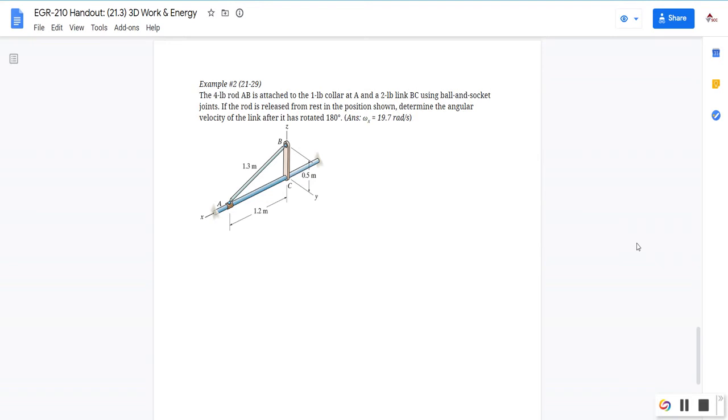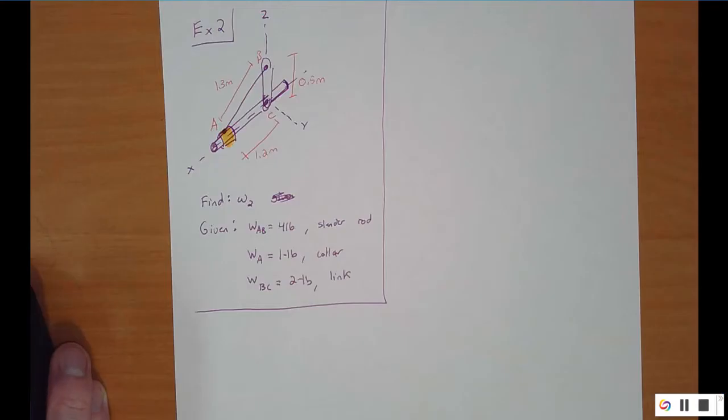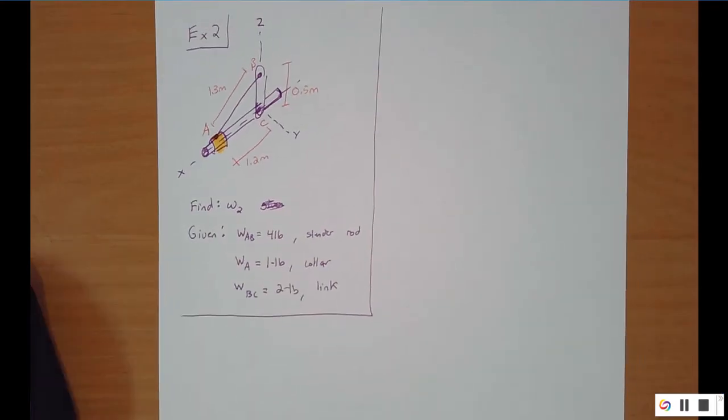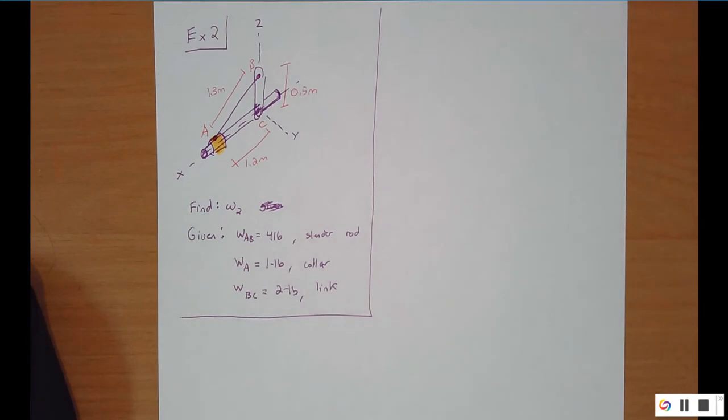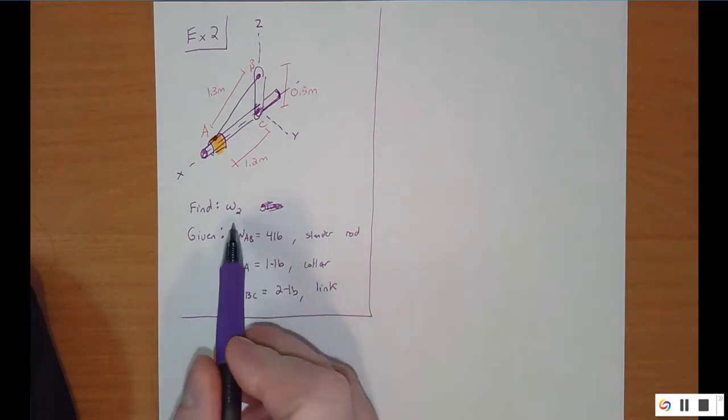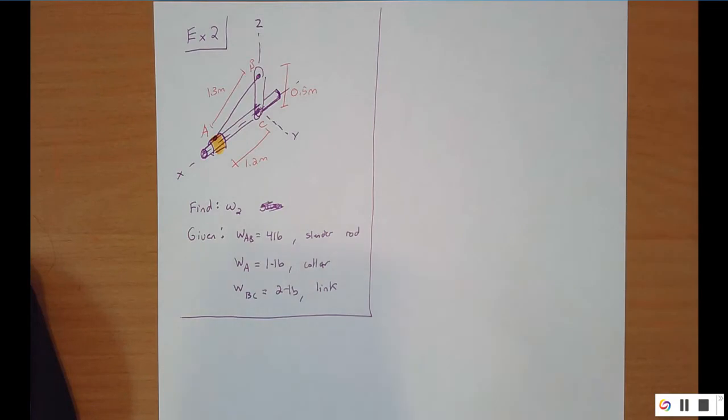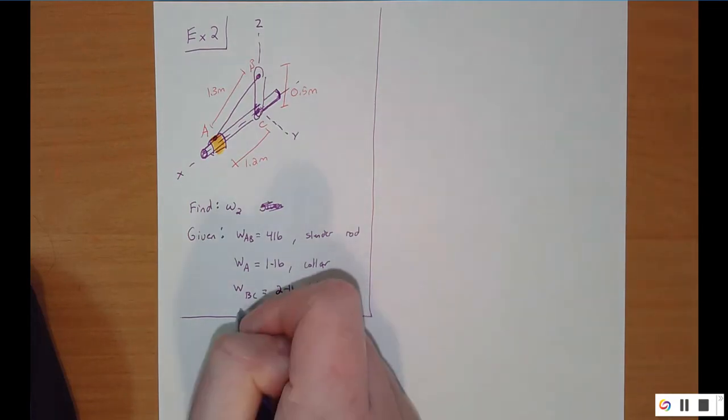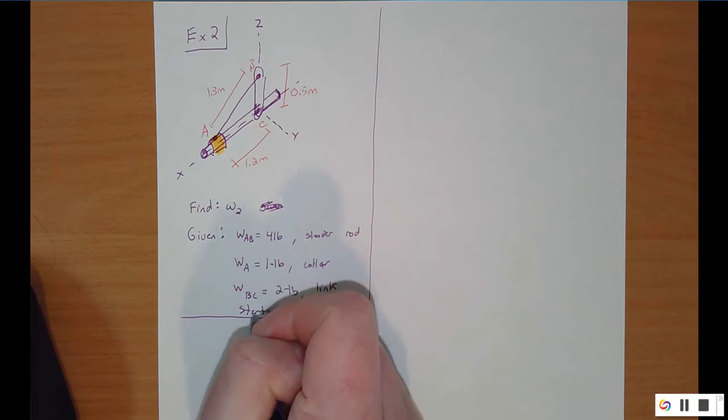So in this case we have this link here. Well, it's actually got three pieces. It's got a collar at A, bar from A to B, and then a linkage from B to C, and it's going to rotate about the x-axis. I have redrawn that over here, not to scale. So we're asked to find omega 2 given all of these. We also need to note that it starts at rest. That's important.